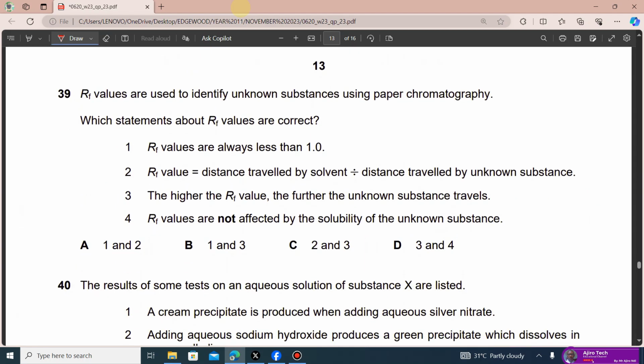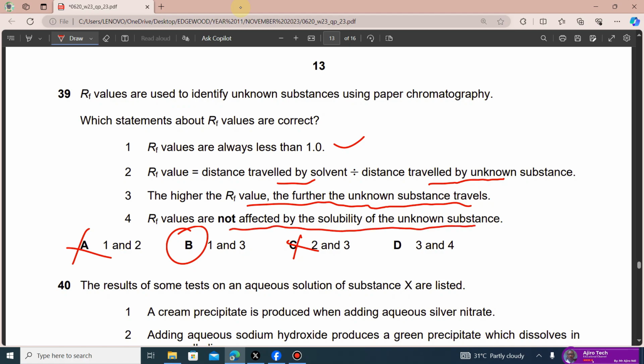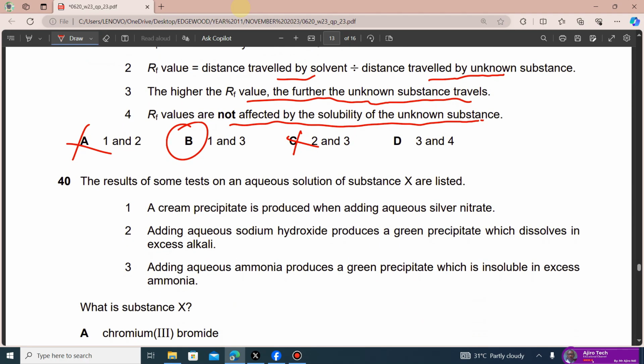And then for question 39, RF values are used to identify unknown substances using paper chromatography. Now, RF values are always less than 1. That is correct. RF value is distance traveled by solvent divided by distance traveled by unknown substance. This is wrong. It should be the reverse. So anything that contains 2 is wrong. So I left with 1 and 3. So the answer is B, because the higher the RF value, the further the unknown substance travels. That's true. And the statement that RF values are not affected by solubility is wrong. They are affected by the solubility of the unknown substance.